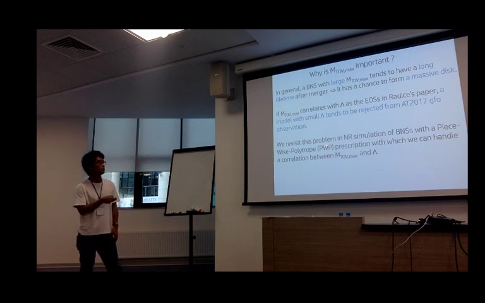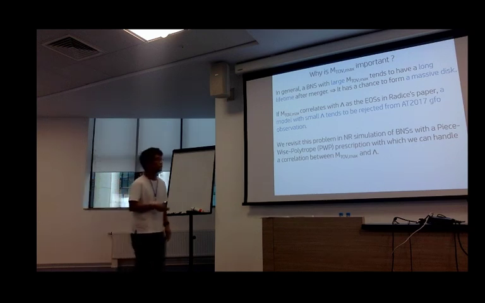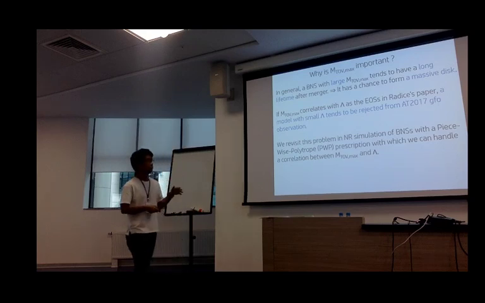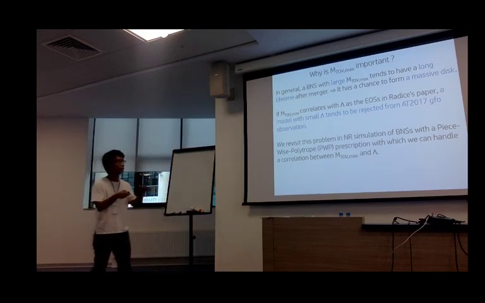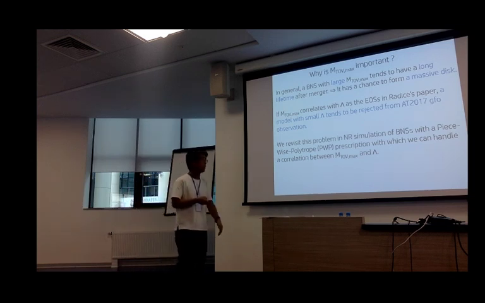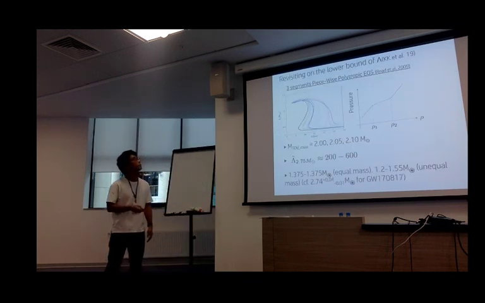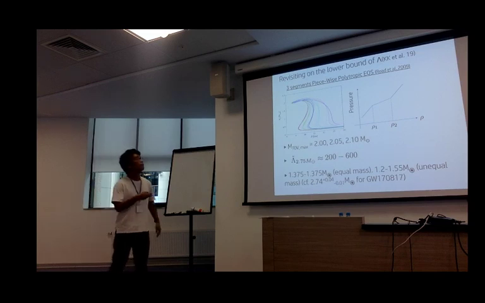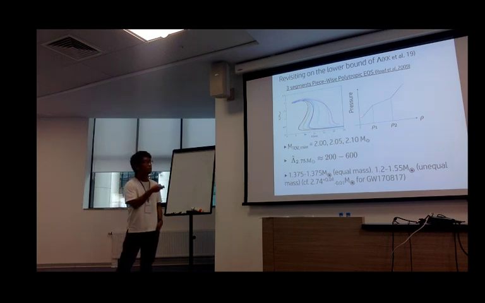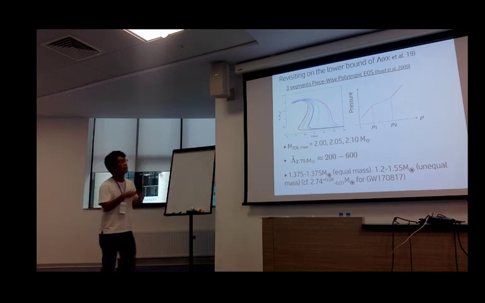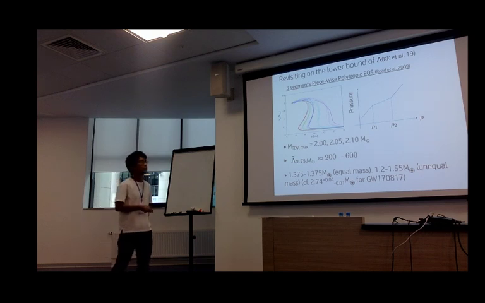So we revisited this problem in numerical relativity simulations of binary neutron star mergers with a piecewise polytropic prescription, with which we can handle the correlation between the maximum mass and the tidal deformability. Here's a summary of our prescription. With the piecewise polytropic equation of state, the pressure, given as a function of the rest mass density, is divided into several segments. In each segment, you can tune the polytropic indices. Then you can handle the maximum mass and tidal deformability.